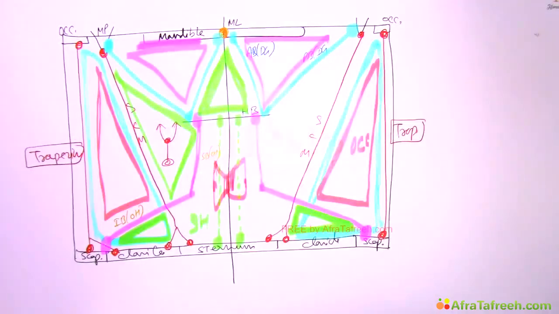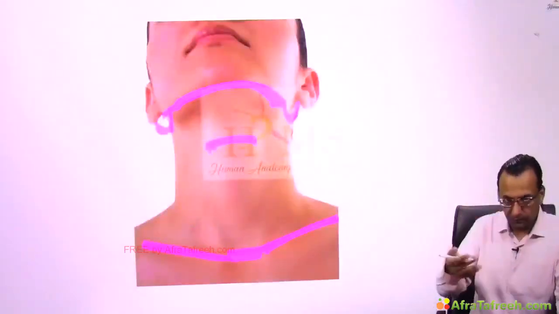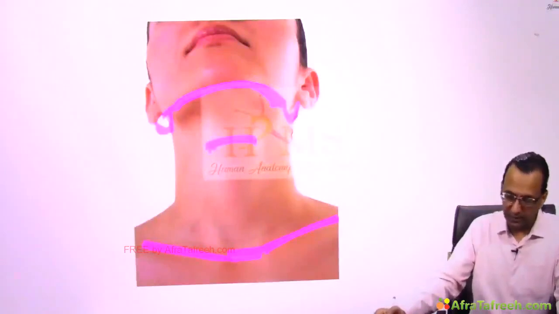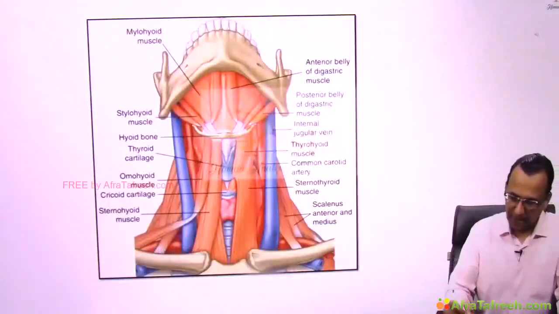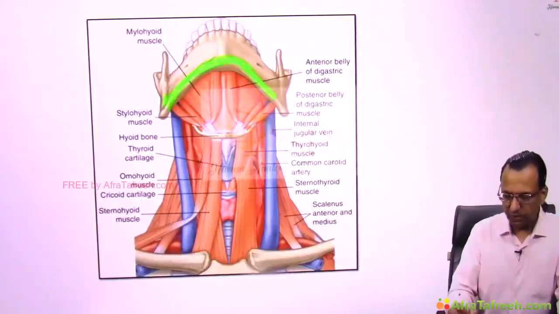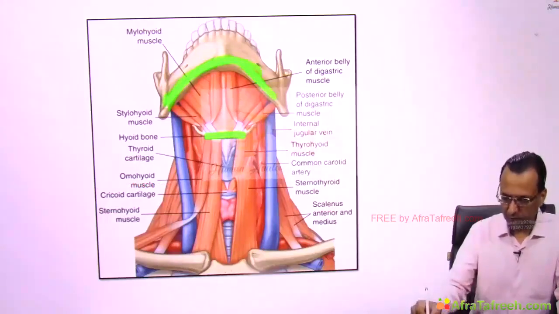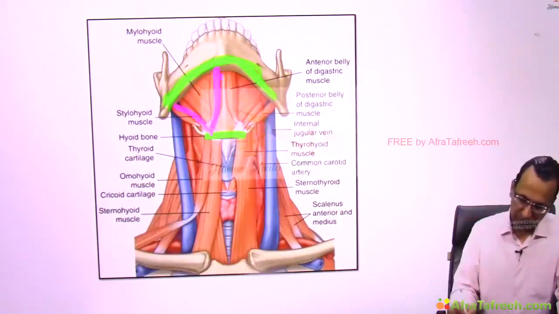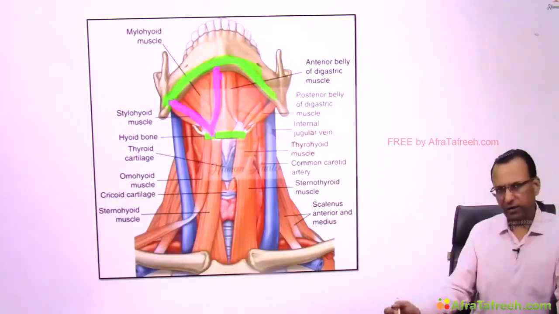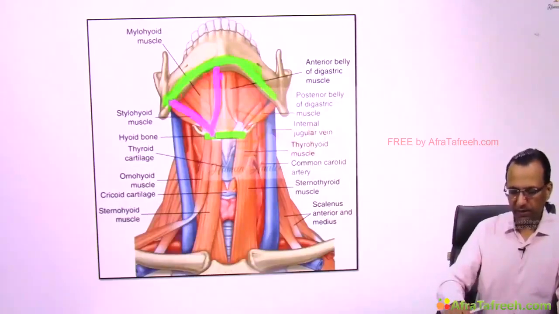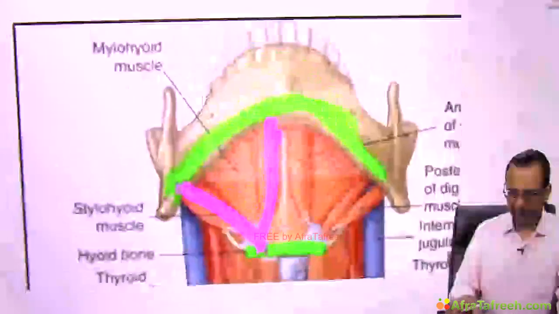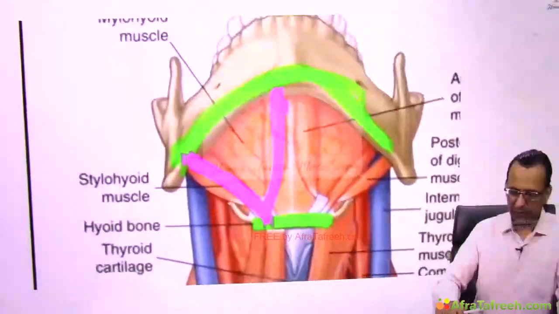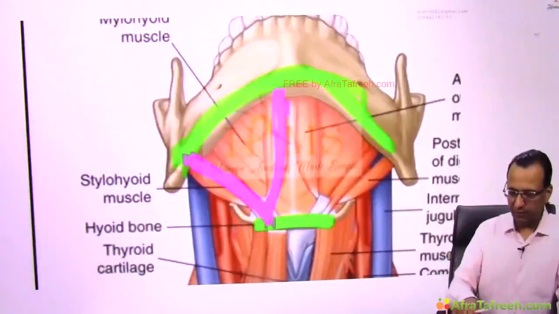We have the orientation now, and once you have the orientation, see the details again. You mean deeper details? Yes, deeper details. This is the angle of the mandible. This is the hyoid bone. Can you see the muscles? Of course, I can. This is the anterior belly of digastric and that is the posterior belly of digastric. This is the base of the mandible, and this is the digastric triangle.